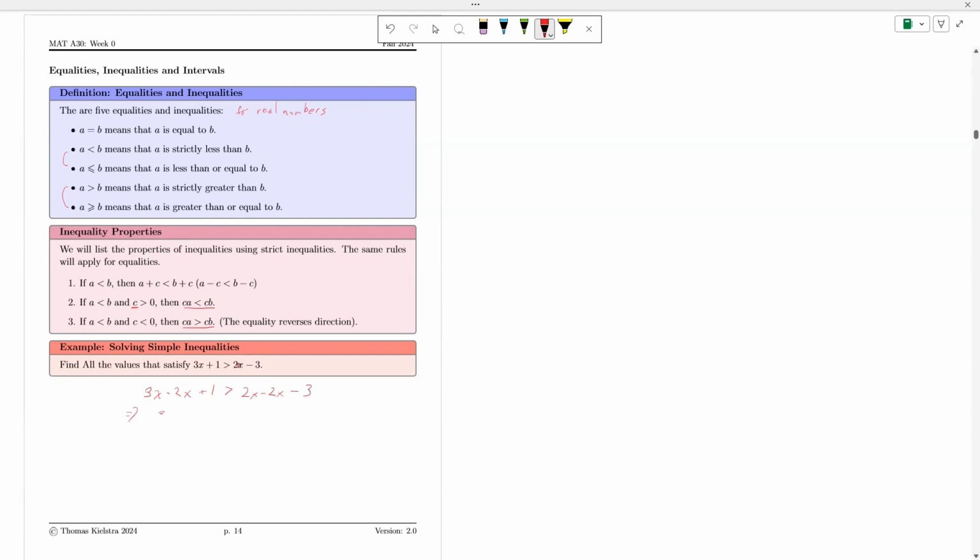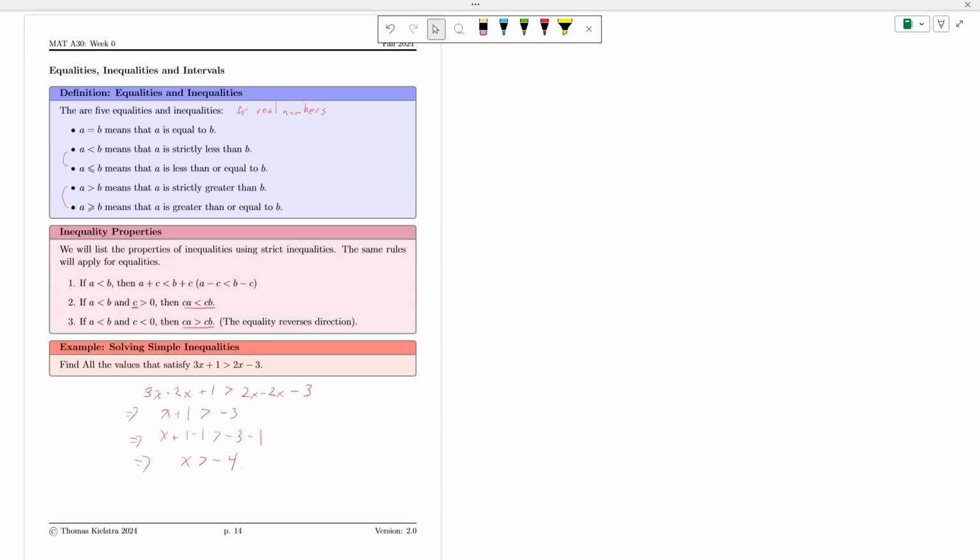Which implies that x plus 1 is greater than minus 3. Well, I can now subtract 1 from both sides: x plus 1 minus 1 is greater than minus 3 minus 1, giving me that x is greater than minus 4. And all values of x greater than minus 4 give us our inequality.